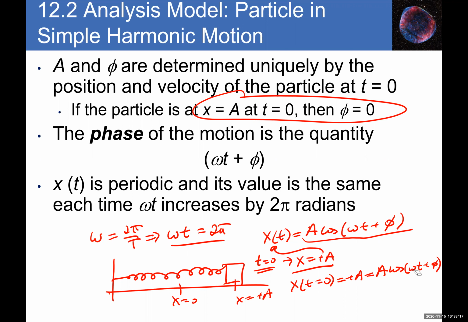But I'm saying that t equals 0, and if t equals 0, that means this term is 0, right? Because they replace t with 0, that means this term is 0. And what I end up with is this: a equals a cosine of phi, because this part of the argument goes to 0, but phi stays, so cosine of omega t plus phi becomes just cosine of phi. And a equals a cosine phi. I can cancel the a, then have 1 equals cosine phi, and then do inverse cosine, where inverse cosine of 1 gives me 0. That's why phi is 0 whenever you start from x equals plus a.